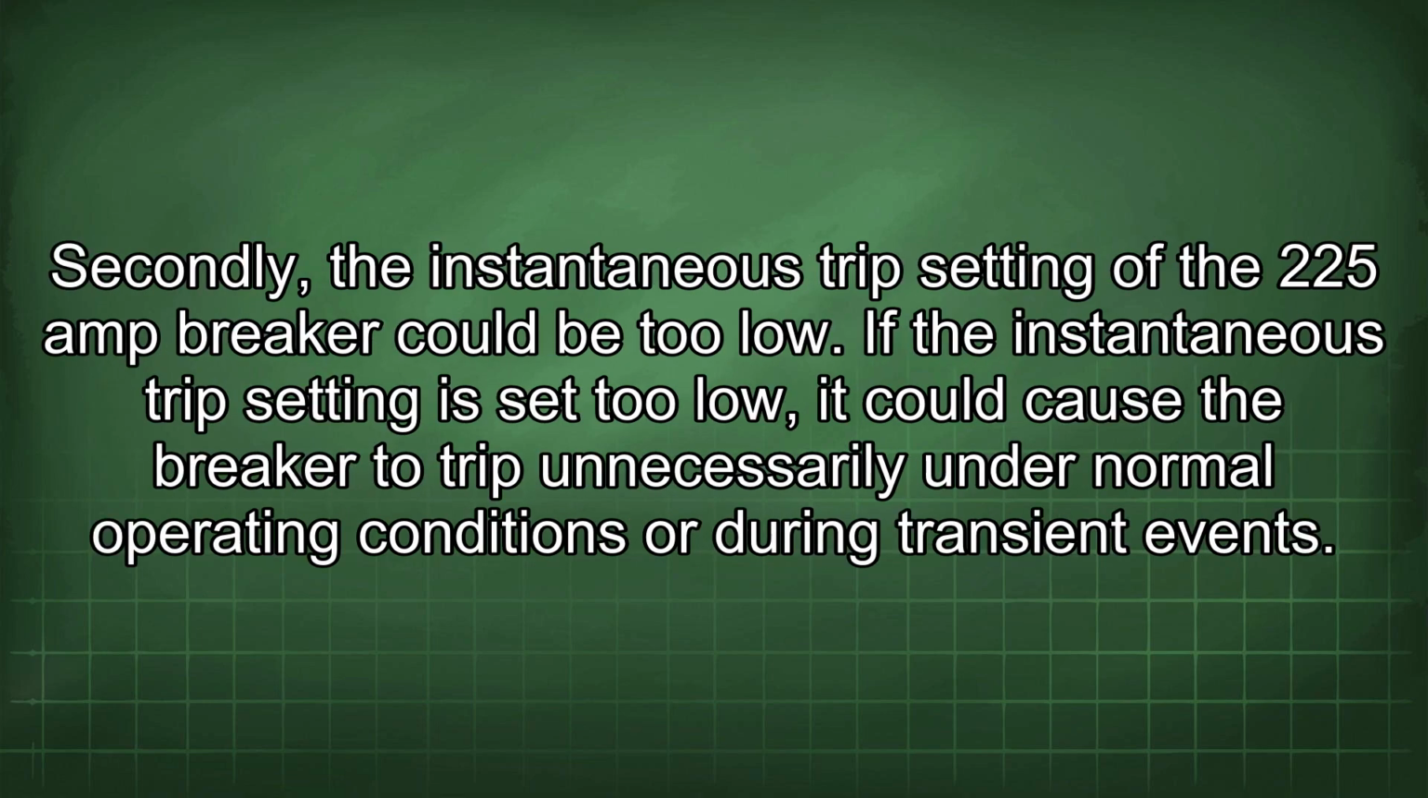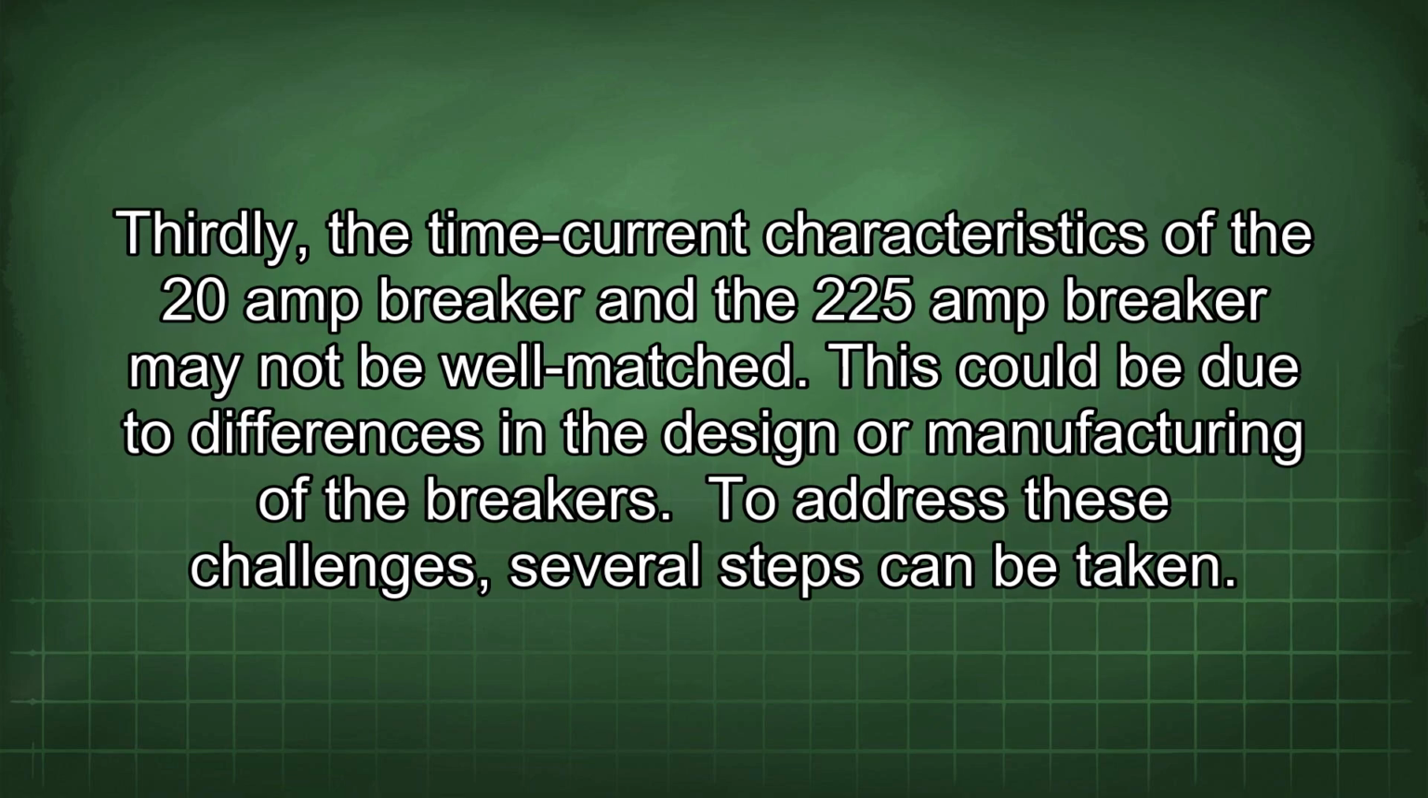Secondly, the instantaneous trip setting of the 225 amp breaker could be too low. If the instantaneous trip setting is set too low, it could cause the breaker to trip unnecessarily under normal operating conditions or during transient events. Thirdly, the time current characteristics of the 20 amp breaker and the 225 amp breaker may not be well matched. This could be due to differences in the design or manufacturing of the breakers.